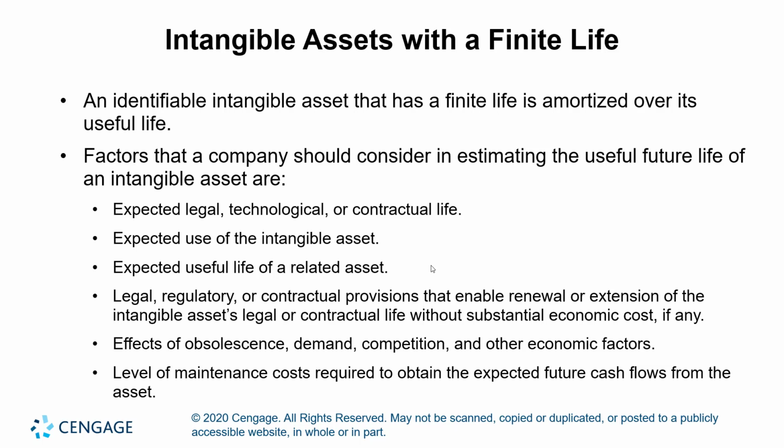Factors that a company should consider in estimating the useful life of an intangible are expected legal, technological, or contractual life, expected use of the intangible, expected life of a related asset, legal, regulatory, and contractual provisions that enable renewing or extending the intangible's legal or contractual life without substantial economic cost, the obsolescence, demand, competition, and economic factors, and then the level of maintenance required for future cash flows.